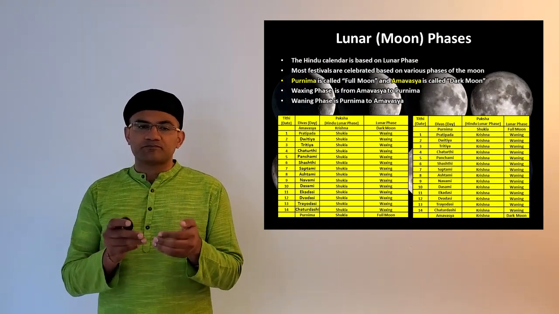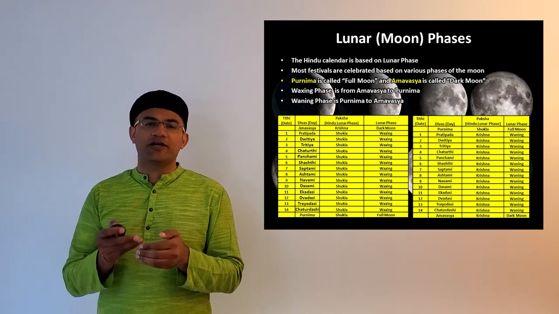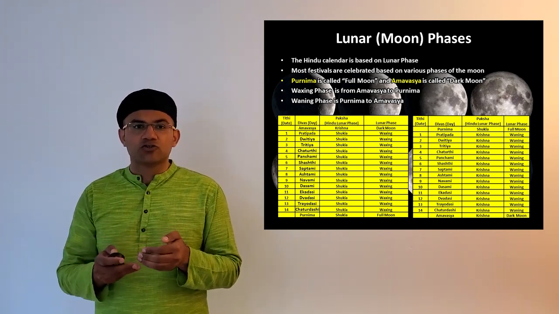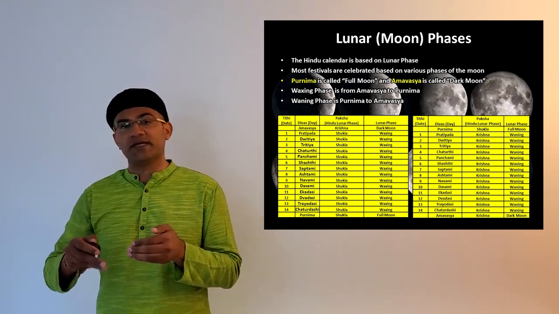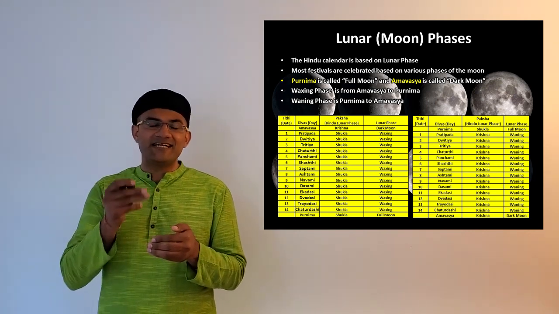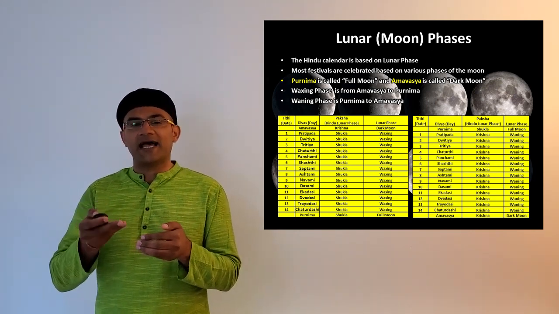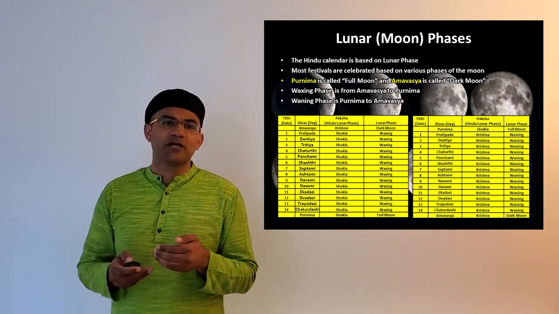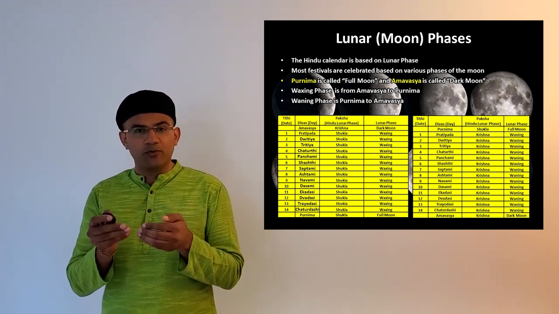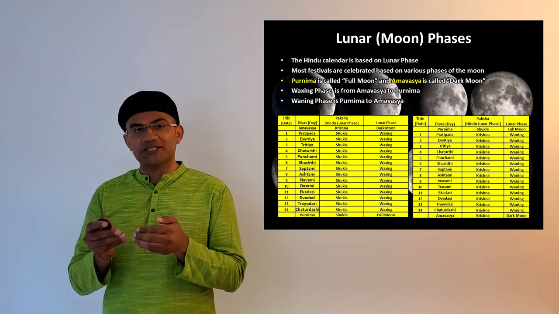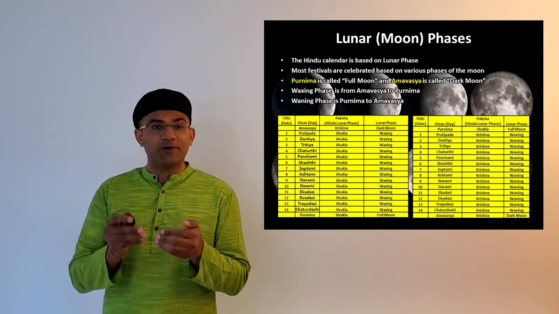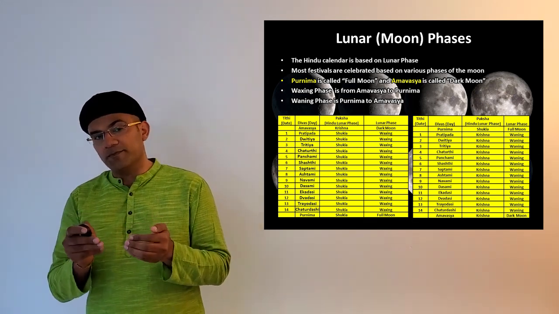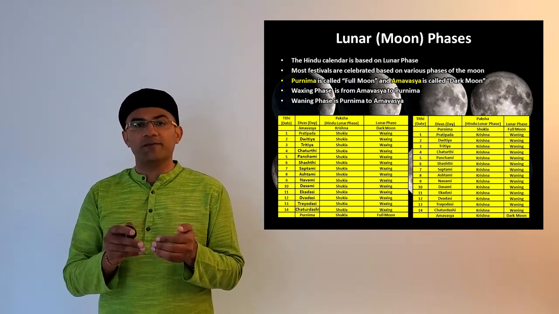Next one is lunar moon phases. So the Hindu calendar is based on lunar phases, based on the moon cycle. So most of the Hindu festivals are based on the Hindu calendar, which is based on the moon. So each day of the moon and its phase has a significance in Hinduism. So Purnima, which is the full moon, the brightest one, and the Amavasya, which is the dark moon, basically where there is no light. So the waxing phase is from Amavasya to Purnima, and the waning phase from Purnima to Amavasya.